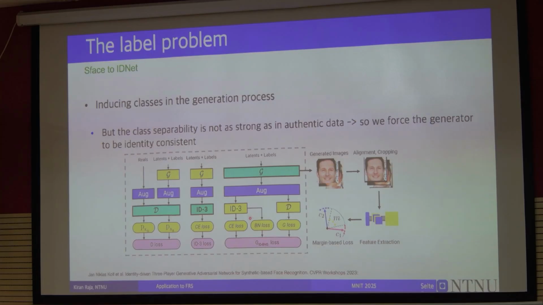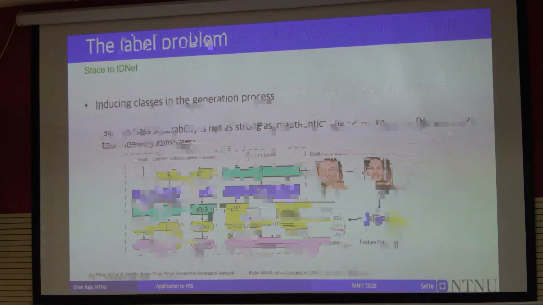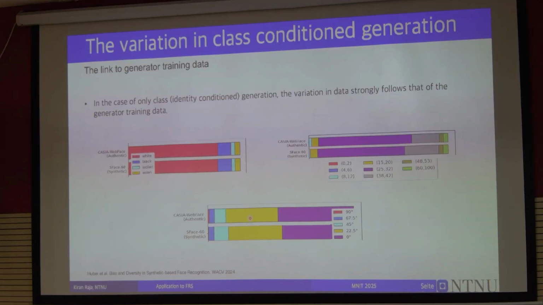They identified the problem in the next work and then they solved the problem as well. In this case, they say that the generator has to be consistent to recreate the identity all the time. We also spoke about this problem of normal GANs and conditional GANs, right? Class conditional GANs. And the same problem happens here. You have vanishing gradient problems, and then you have mode collapse problems. So now in the case of only class, which is nothing but identity, the variation in the data is strongly followed by the generated training data.